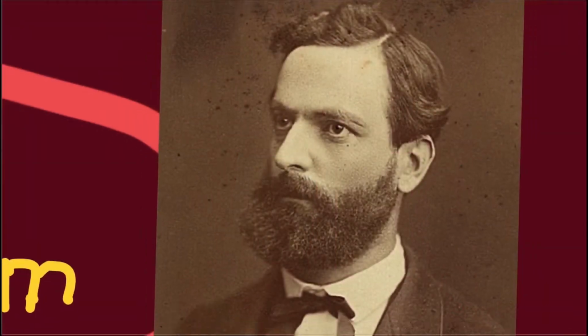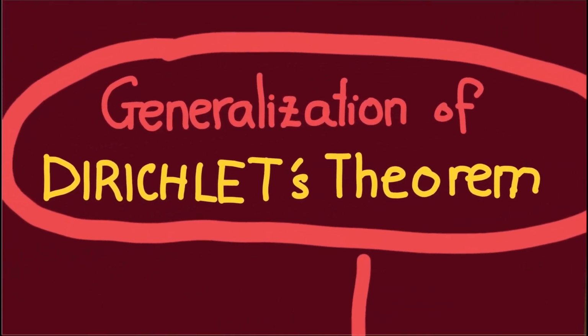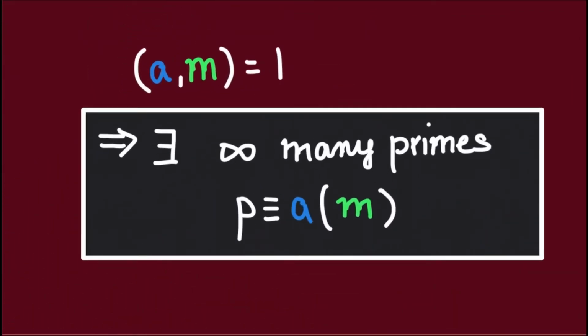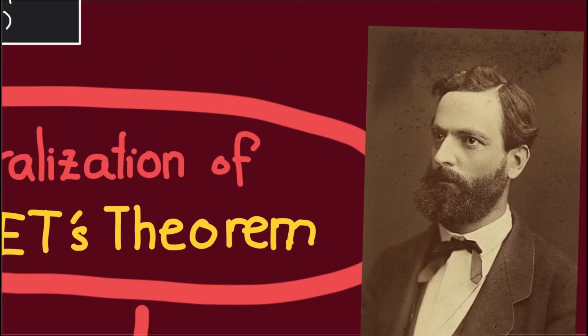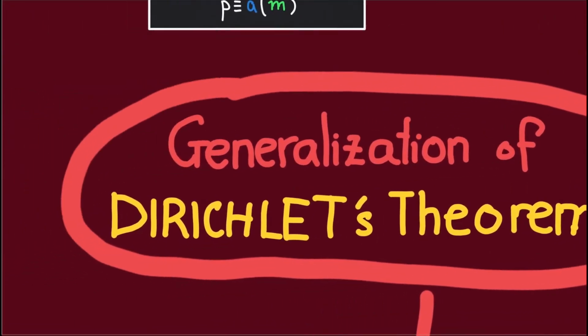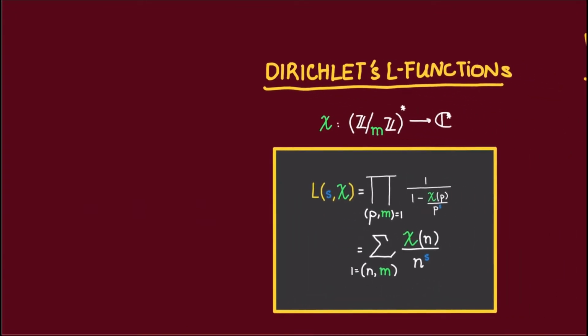In this video, we're gonna discuss Weber's generalization of Dirichlet's theorem. Recall that Dirichlet's theorem says that if a is relatively prime to an integer m, then there are infinitely many primes p congruent to a modulo m. To understand Weber's generalization, we need to first review Dirichlet's proof.